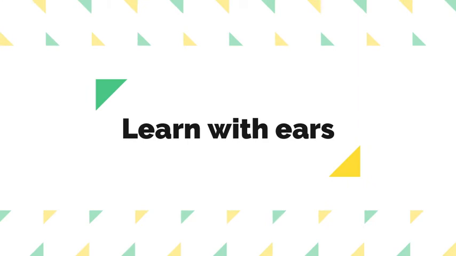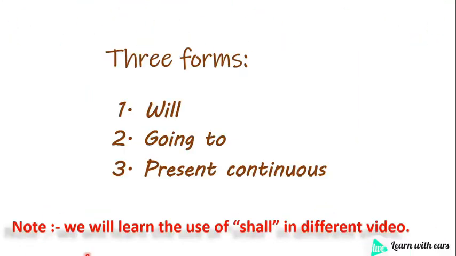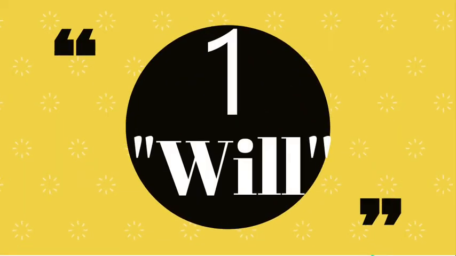In today's video, we are going to talk about the three most important ways to talk about the future: will, going to, and present continuous. First of all, we'll learn the sentence structure, how to use will to make positive sentences.